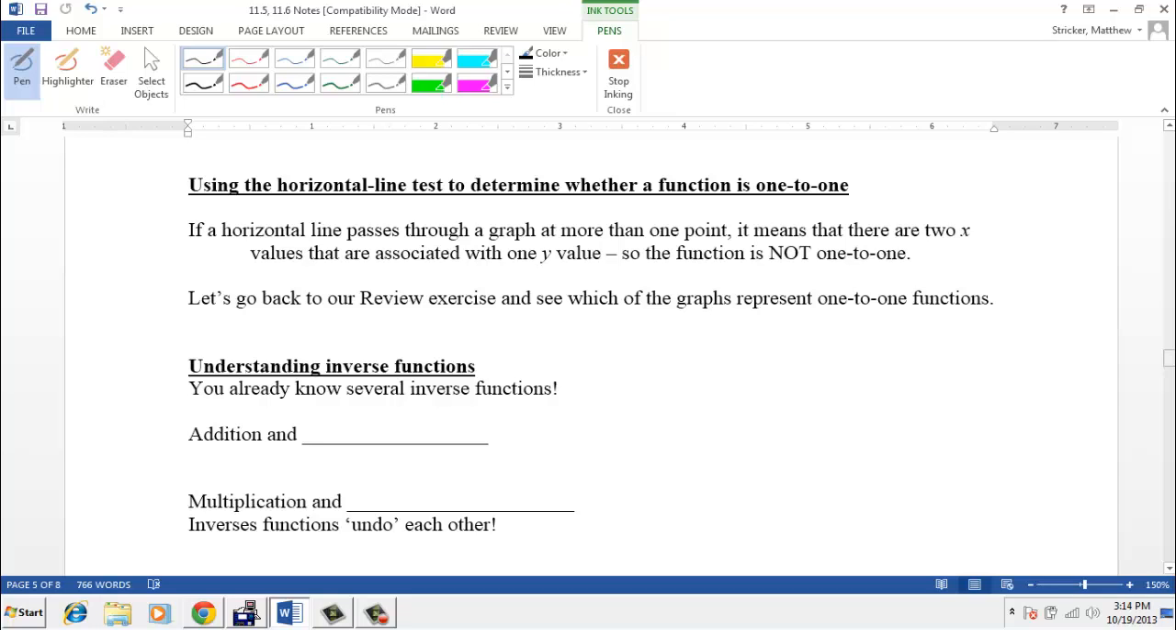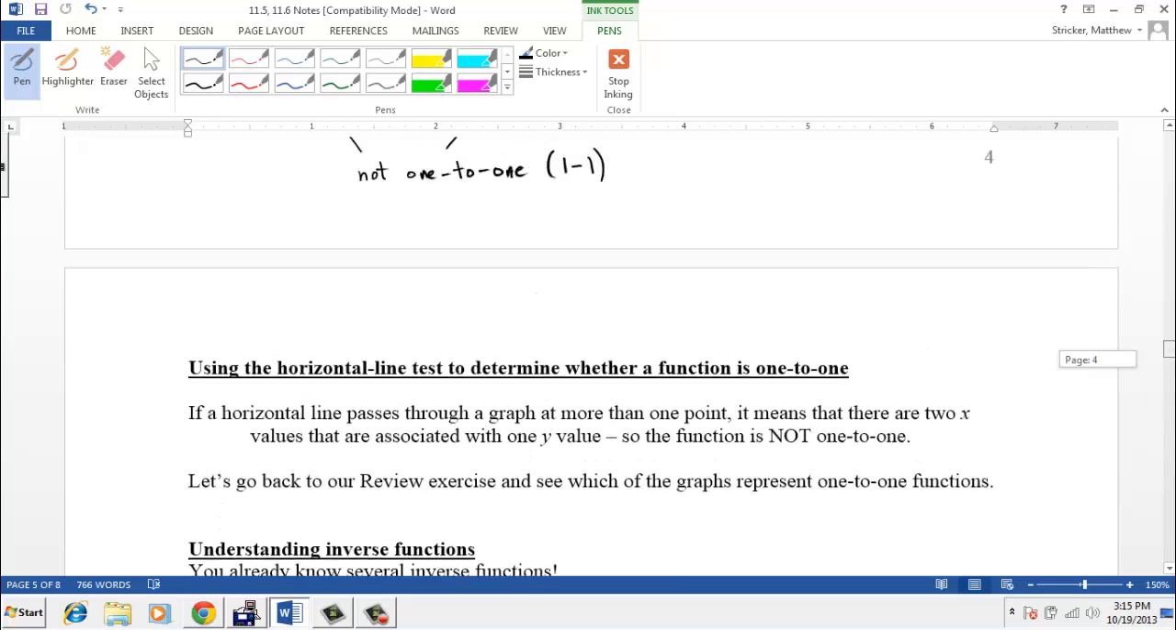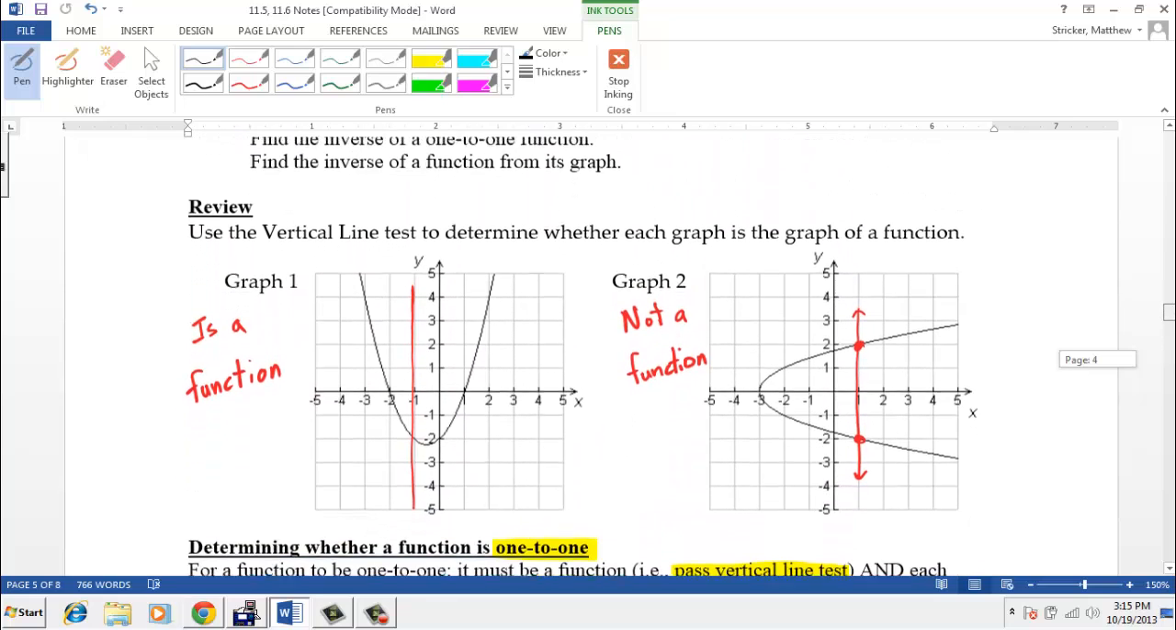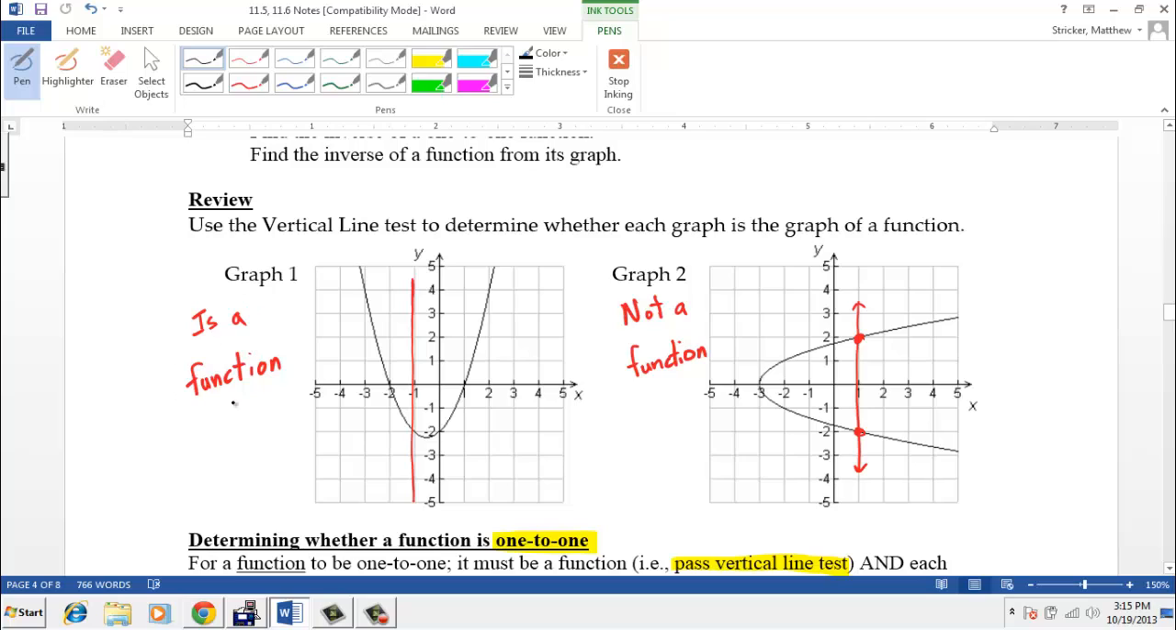And so now we can go back to our two graphs at the beginning to see which of the graphs represents a 1 to 1 function. Well, graph 1, remember we said is a function, but is it 1 to 1? Let me use a different color here. If we pass a horizontal line through, it does not cross in only one place. It crosses in two places. So this means that this is not 1 to 1. In graph 2, we don't really care about graph 2 because it wasn't a function to begin with, so we don't care if it's 1 to 1.